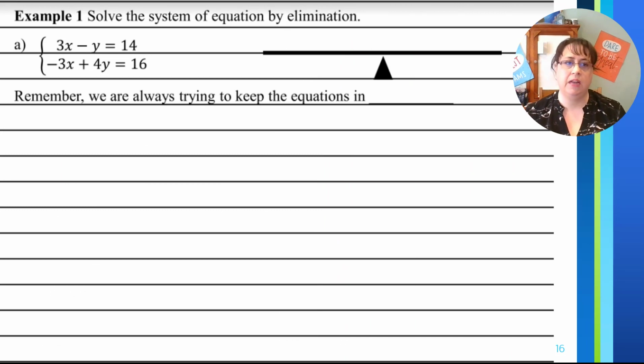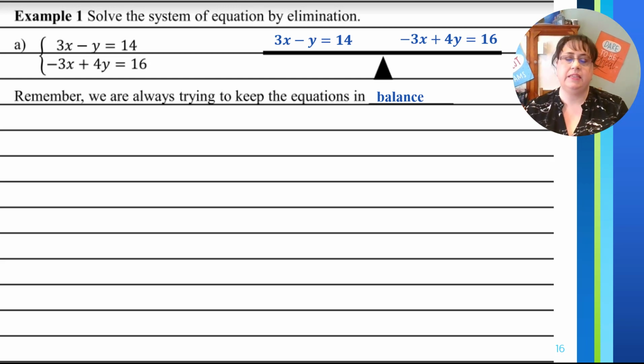So let's begin by looking at example number 1. We're going to solve the system using elimination. And remember, we're always trying to keep our equations in balance. And so we have these two equations, 3x minus y equals 14 and negative 3x plus 4y equals 16. We're thinking of them by keeping them in balance, so we're going to put one on one side and one on the other, and we're going to balance them.